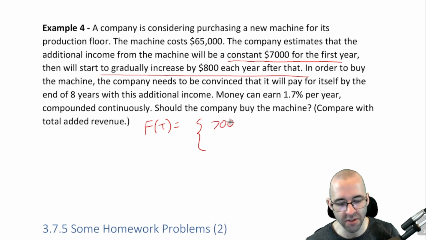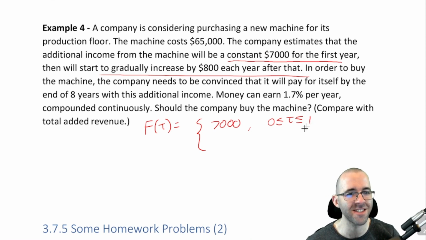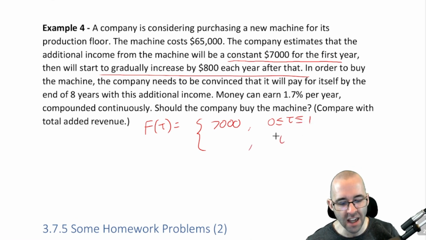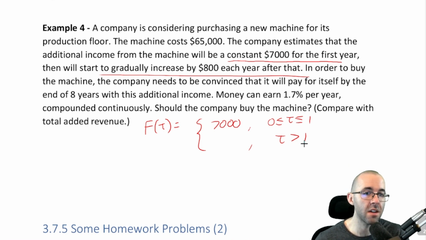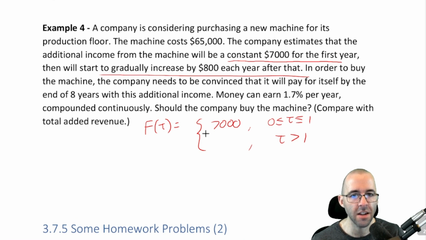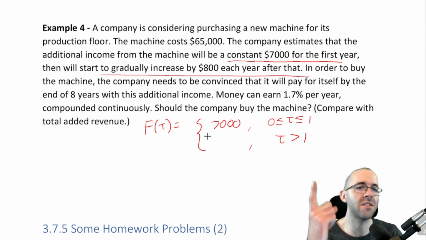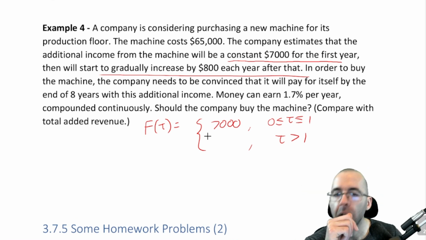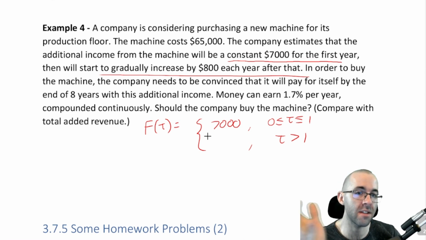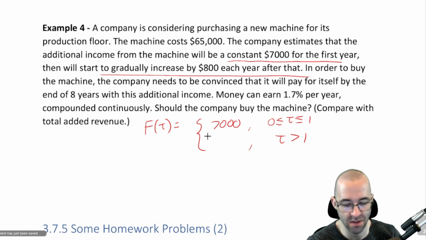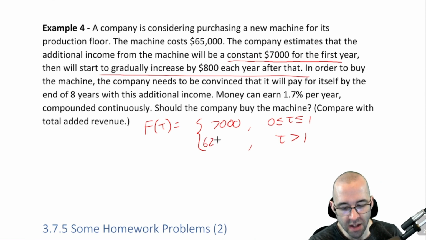For the first year, it's just a flat 7,000. Remember piecewise functions? And for the years after the first year, it's increased by 800 per each year. Careful. What's the formula for that? That means year one, it's still 7,000. But at the end of year one, at the start of year two, it'll be 7,800. So at the start of year one, it still needs to be 7,000.